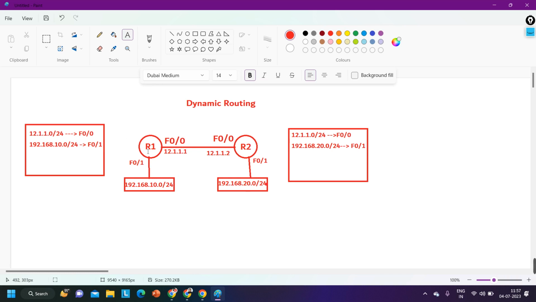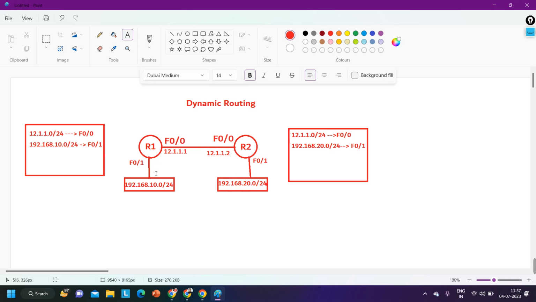So here we can see router 1 is connected with two directly connected networks, 12 and 192.168.10.0. So there is information about those two networks only. And on router 2, we have two directly connected networks, 12 and 192.168.20.0. So router 2 has information about these two networks.